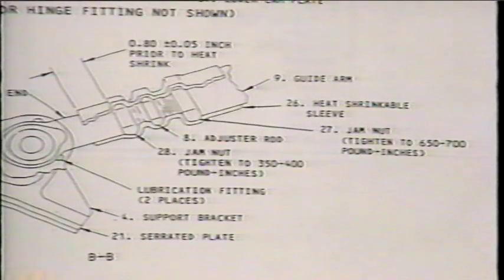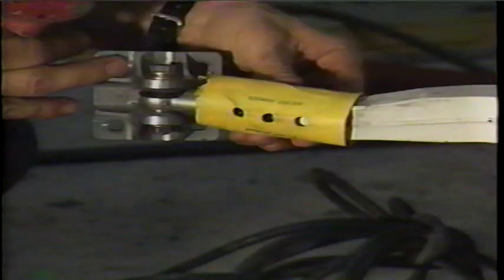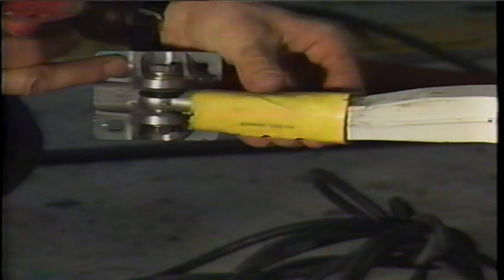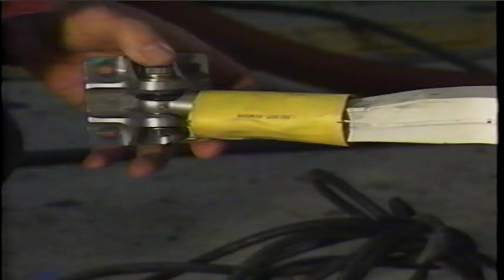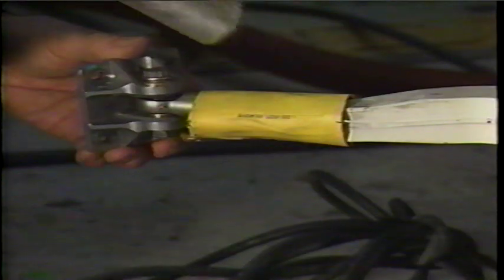When the adjustments are complete, tighten the nut on the guide arm connecting bolt. Torque the jam nuts per maintenance manual. Position the heat shrinkable sleeve with the drain holes pointed down and heat shrink the sleeve around the jam nuts.